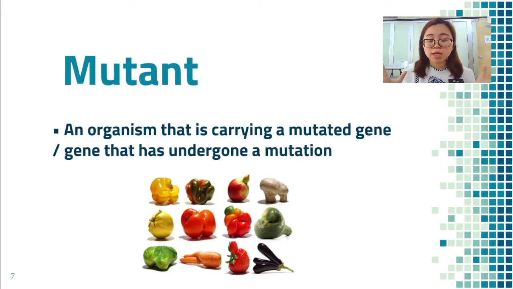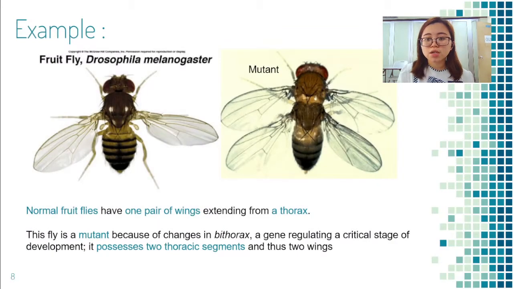Kalau kamu sedang buat eksperimen, kamu dapat organism yang carry normal gene dan organism yang carry mutated gene. Then you can call that one a mutant. Let's look at an example of a mutant. So this is Drosophila melanogaster, which is a type of fruit fly. Okay, lalat buah. Dan kamu boleh nampak diagram di sebelah kiri itu adalah fruit fly yang normal.